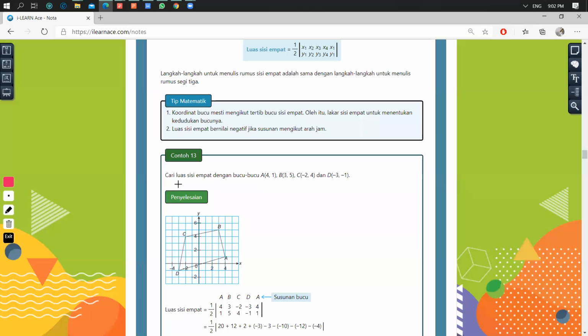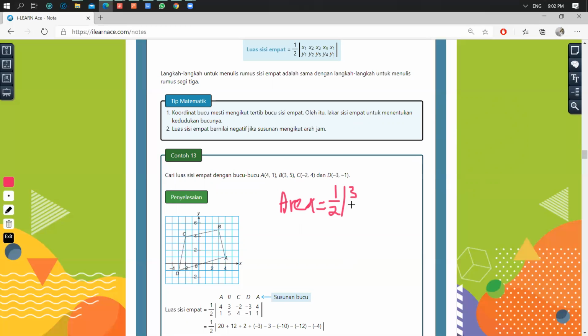Find the area of the quadrilateral given that A, B, C, and D are like this. These are the coordinates. Let's say you don't know if it is this shape, then just straight away put it into the formula. You're going to write area equals half, then arrange them. It's not necessary that you must start from here. You can start from the second one.